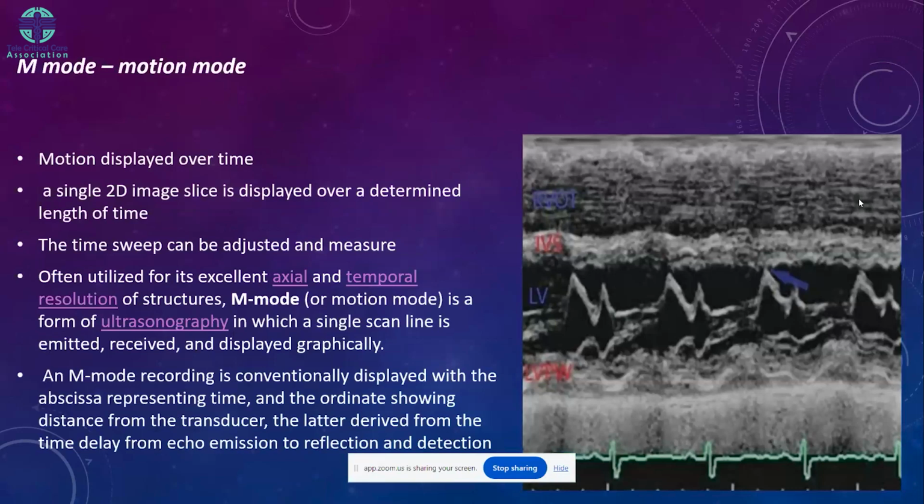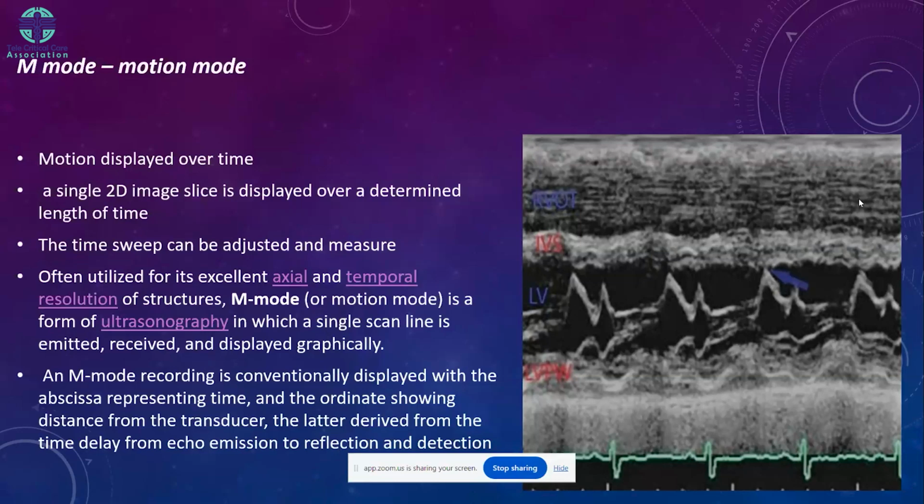In contrast to B mode, which is kind of static, M mode is a motion mode in which motion is displayed over time. So a single 2D image is displayed over a determined length of time, and the time sweep can be adjusted and measured. This is often utilized because of its axial and temporal resolution for structures, and is a form of ultrasonography mode in which a single scan line is emitted, received, and displayed graphically.